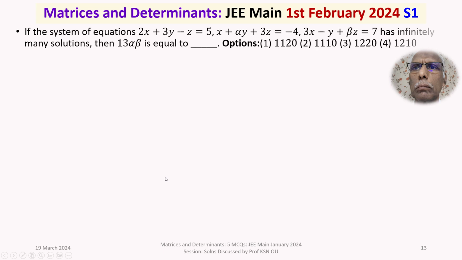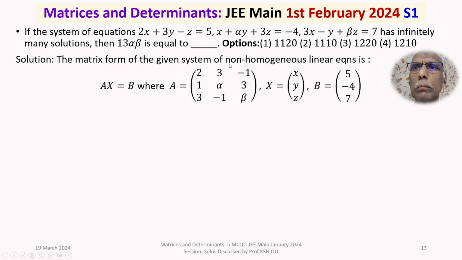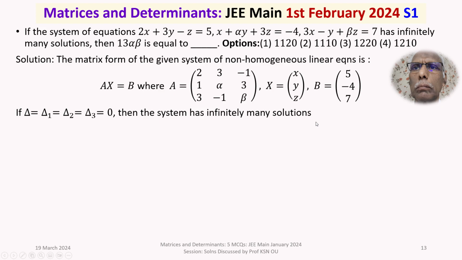So we will take the set of equations, and what are they? They are the system of non-homogeneous linear equations. Write down its matrix form. Ax is equal to B, where A is the coefficient matrix and X is the column matrix consisting of the unknowns. B is the values that are given for these equations. Right. We got it. And recall, if delta is equal to delta 1 is equal to delta 2 is equal to delta 3 is equal to 0, then the system has infinitely many solutions. And I've already explained to you what is delta 1, delta 2, delta 3, so on and so forth.